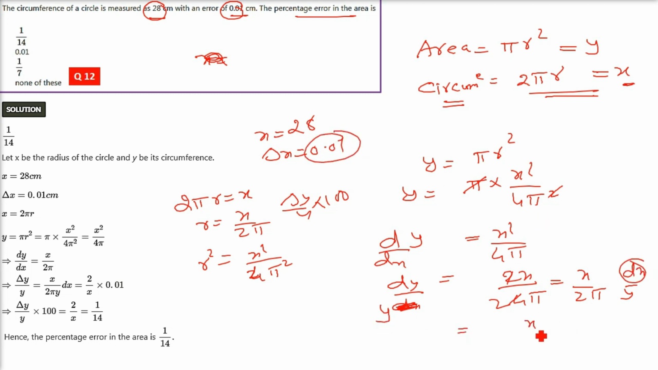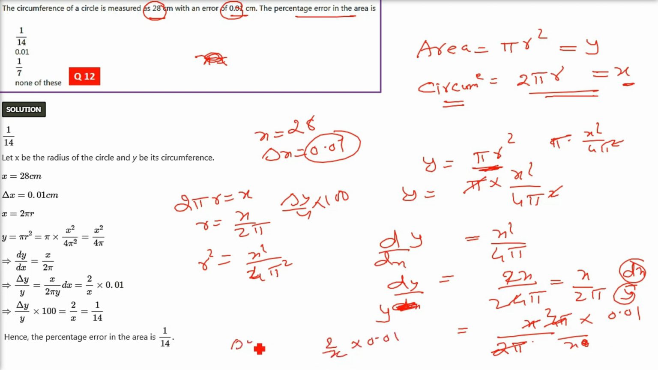I have y already computed. Initially I told you what is y, because pi r square I changed it in terms of x. On the right we have x by 2 pi. Dx is already known to us, which is delta x 0.01, and now y has to be in the denominator. Now cancel all those things. I'm again showing you how to compute this y in terms of x. So we have x square by 4 pi, so 4 pi goes up, x gets cancelled, you have 2 pi with 2 by x into 0.01.